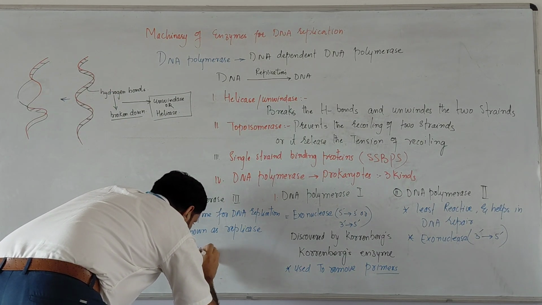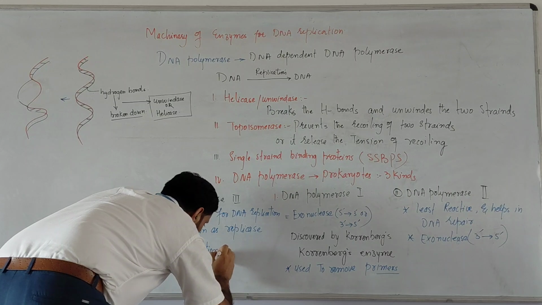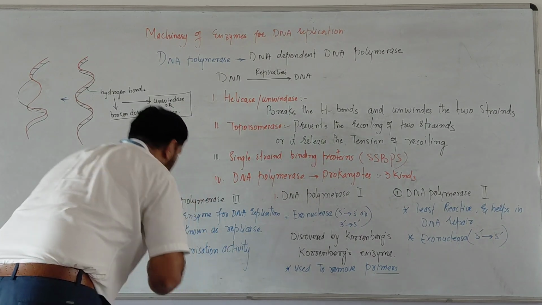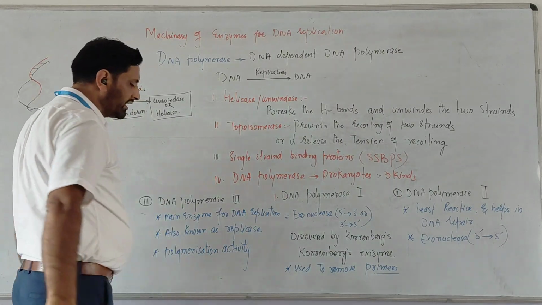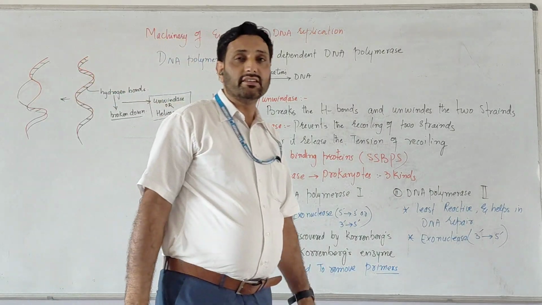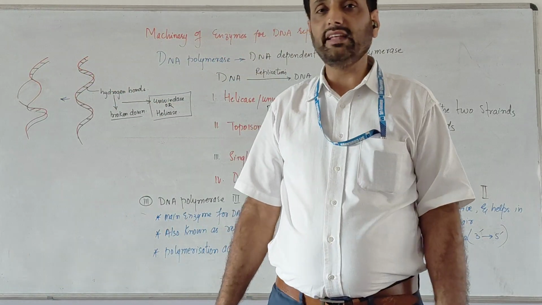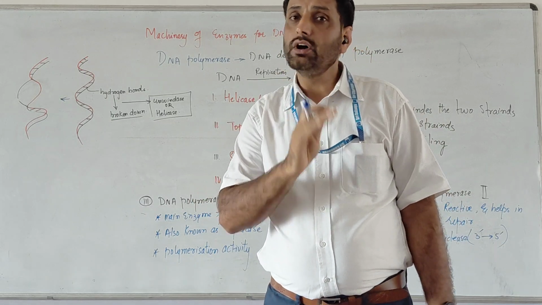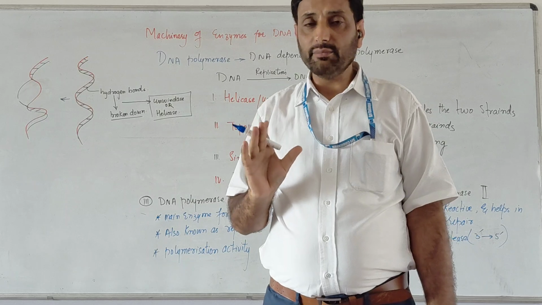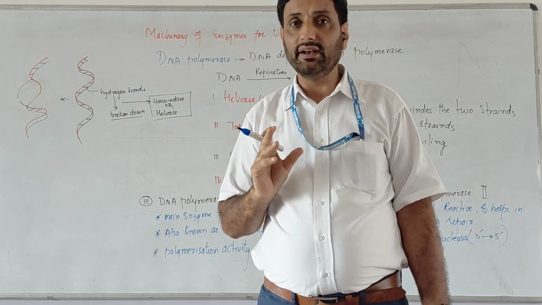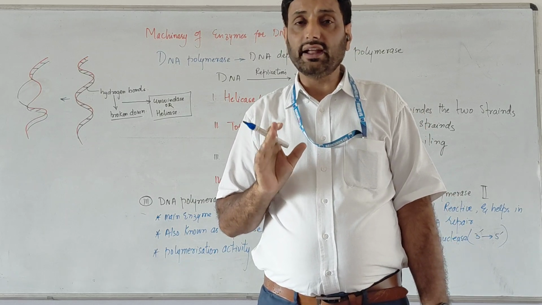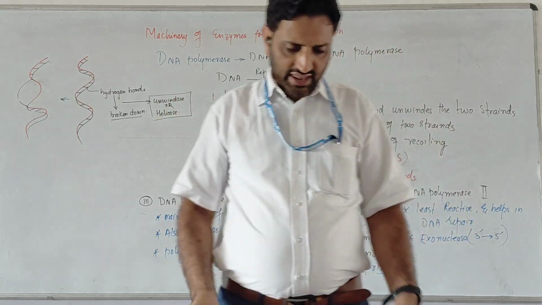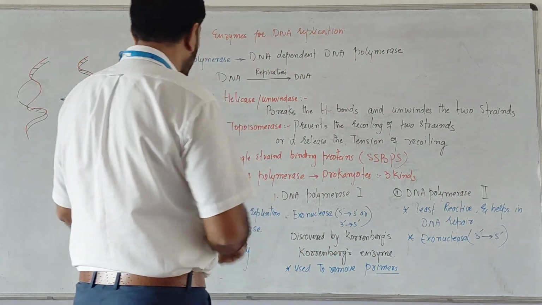Polymerization activity. Polymerization always takes place in the 5' to 3' direction. Always, polymerization of the DNA, or the replication of the DNA, occurs only in the 5' to 3' direction.